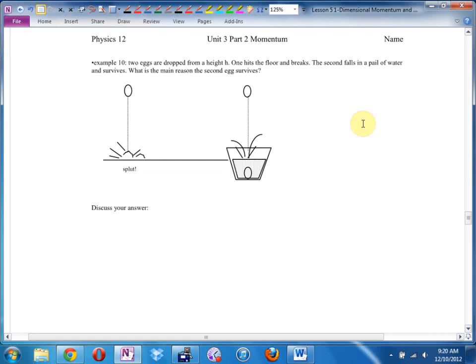Example 10. Two eggs are dropped from a height h. One hits the floor and breaks. The second one falls in a pail of water and survives. What's the main reason that the second egg survives? Pardon me? Time is longer? Jason says time is longer. What does he mean by that?